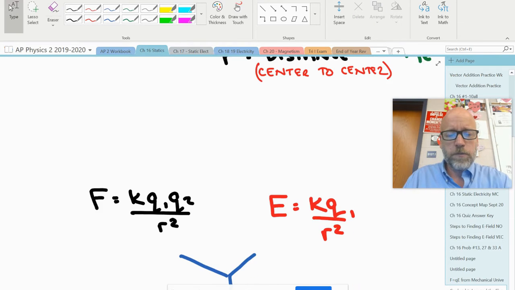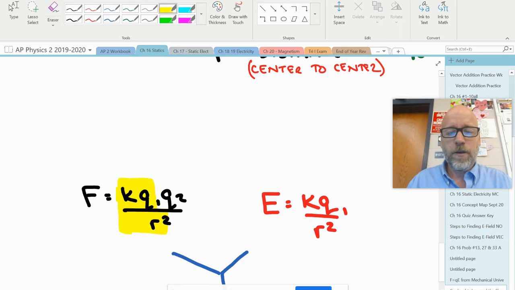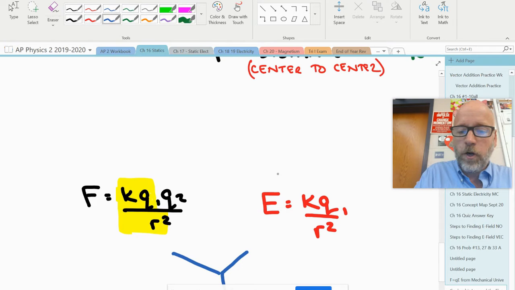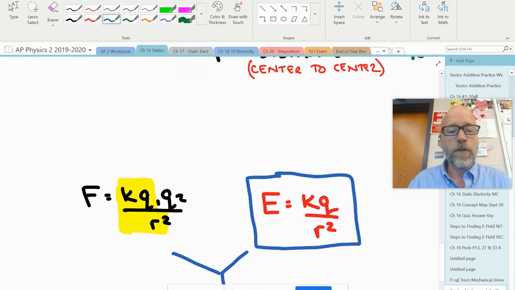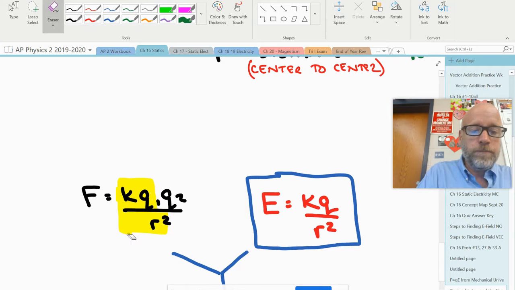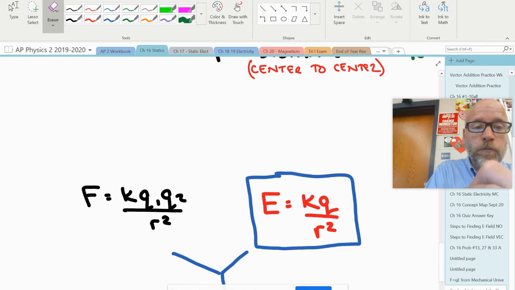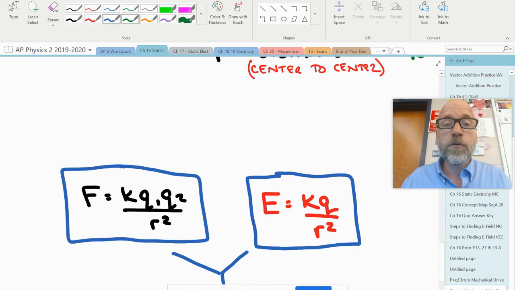If we look at Coulomb's law, I see that KQ over R squared can actually be the definition for the electric field. So the electric field around a point charge can be rewritten as KQ over R squared. In fact, I'm going to erase that one and just look at that as around one charge. So Coulomb's law is the interaction between two charges, Q1 and Q2, and the electric field around any charge would just be KQ over R squared.